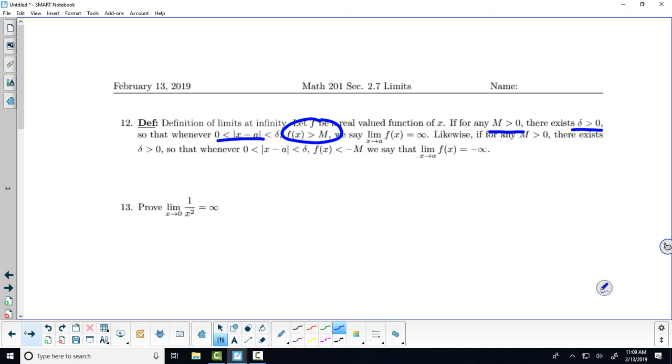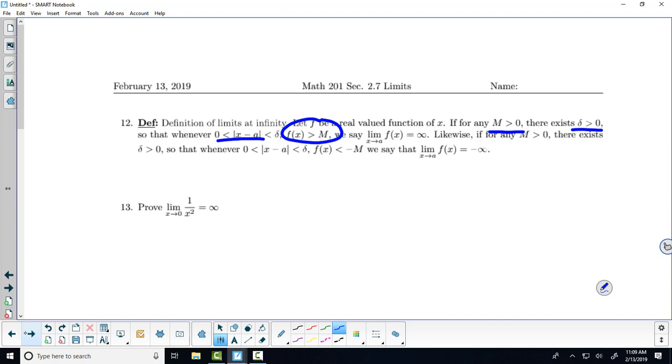This actually goes back to when you were little kids on the playground and you were talking about the idea of infinity, right? And somebody says, well, how big is it? Well, think of a number. It's bigger than that. Think of another number. It's bigger than that. This says no matter what big number you pick, you can make the y values bigger than that number. If that's the case, then we say that the limit is infinity.